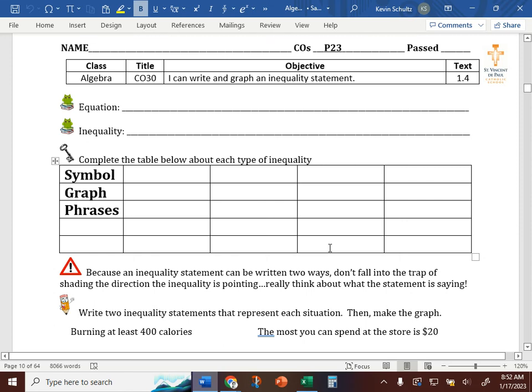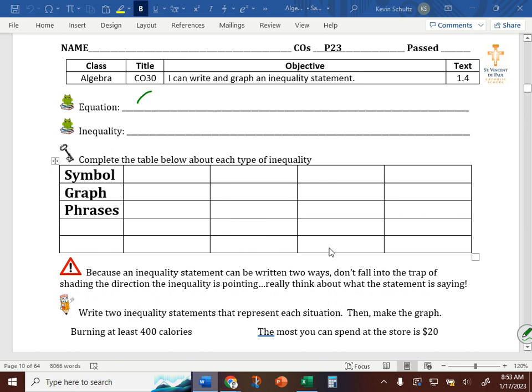And good day, Algebra. We are moving onward and forward with CO30, which is writing and graphing an inequality statement. We've spent so much time talking about equations. There is another type of comparison statement, and that would be the inequality symbols that you know and love. The alligator eats the larger number, all that sort of stuff, points to the smaller one, whatever you use. But the difference between an equation and an inequality, okay? Obviously, the equation has the equal sign.